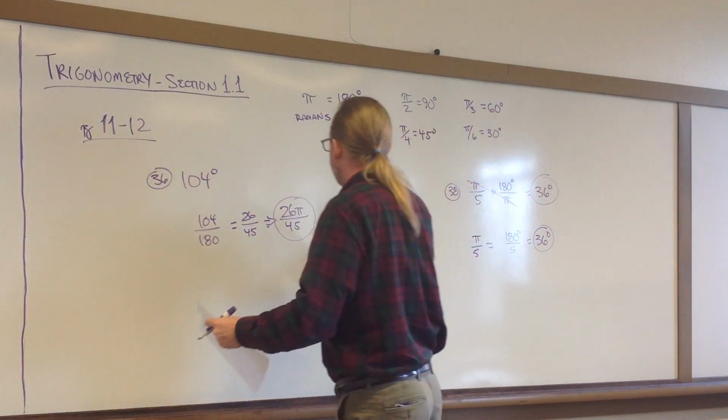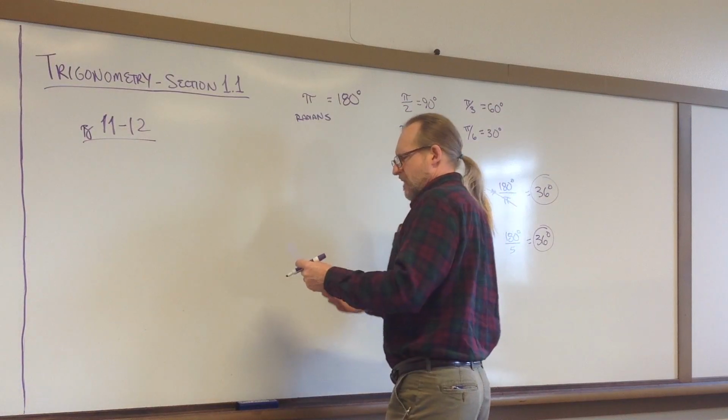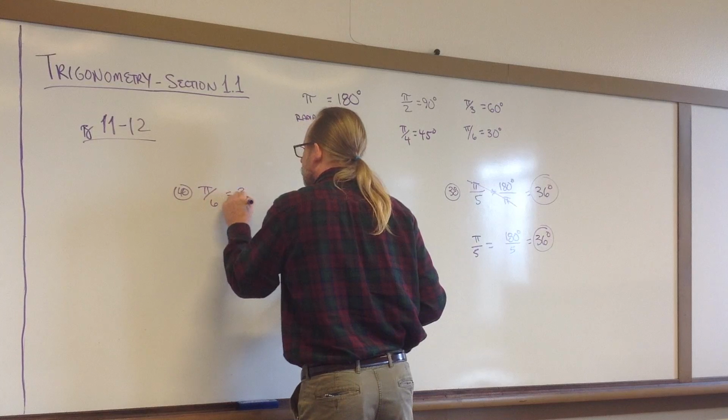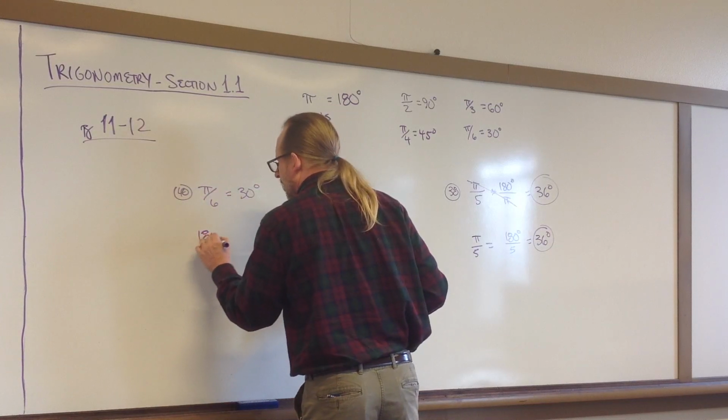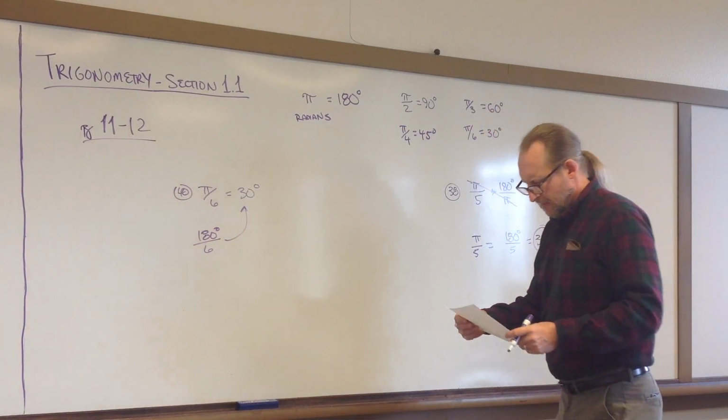All right, problem 40, pi over 6. There it is right there. Pi over 6 is 30 degrees. And again, you can just do 180 degrees divided by 6, gives us the same thing.